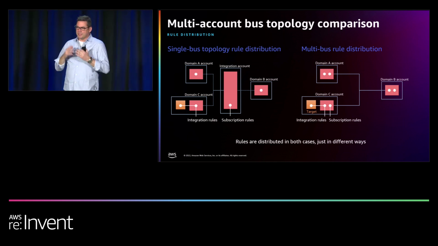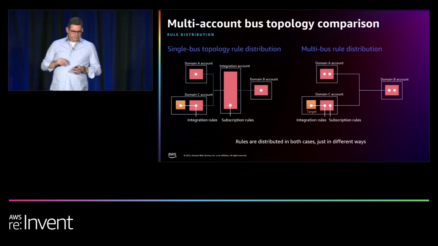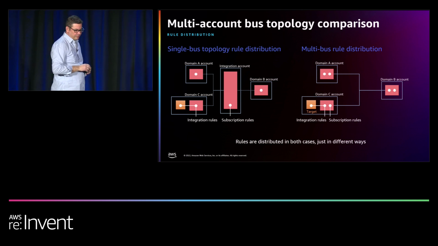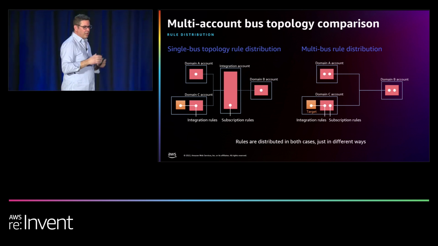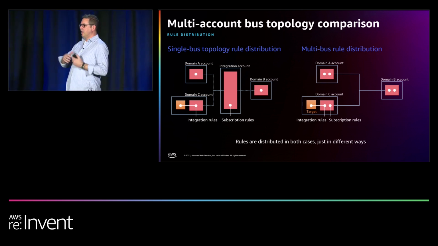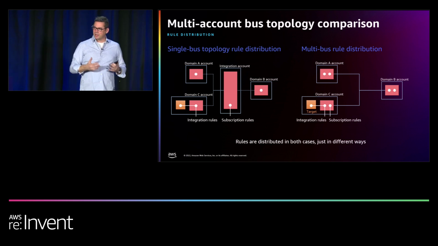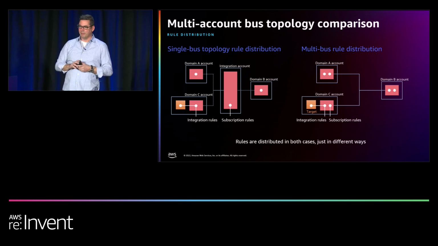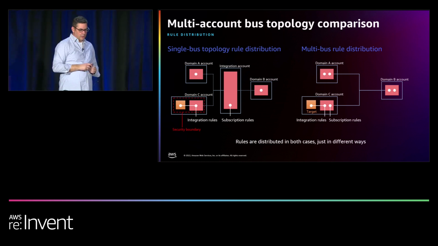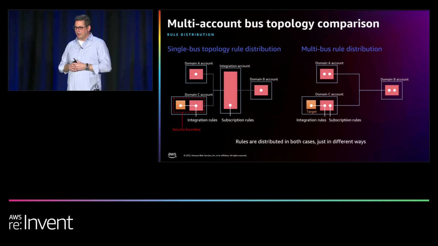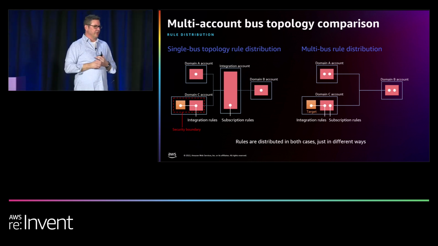But the most important distinction to make here between these topologies is the distribution of rules. There are subscription rules, as I like to call them, which are created by consumers for particular events, that contain the rules and the patterns and the potential transformations, and manage the targets that deliver messages to the receiving account. And there are the integration rules that are created on the event bus that the receiver uses to integrate with the applications that are processing those events.